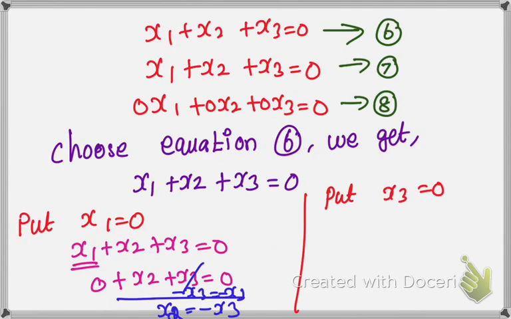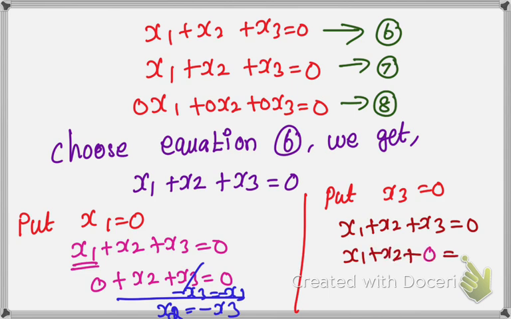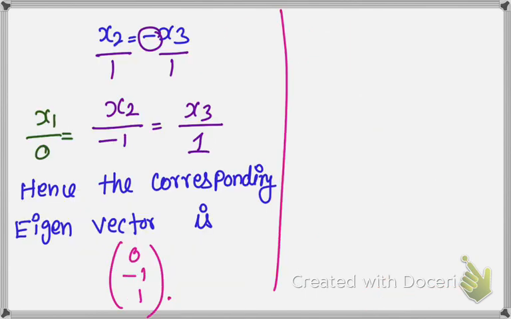Similarly, here on the previous page, again we put x3 equal to 0. So you take the same one, copy the equation x1 plus x2 plus x3 equal to 0. Here, x3 you put 0. So x1 plus x2 plus 0 equal to 0. Now, minus x2 on both sides. Now x2, x2 cancel. So x1 equal to minus x2.